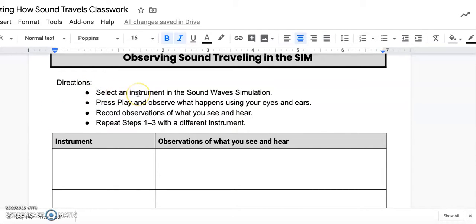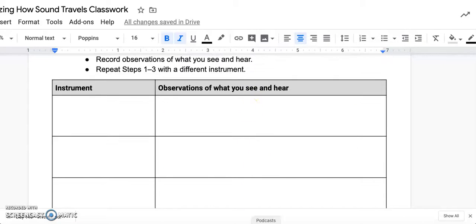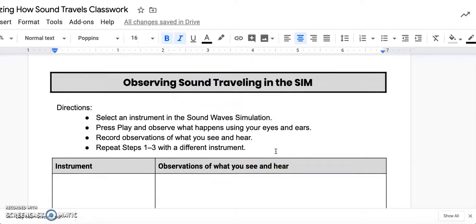So you're going to select the instrument in the sound wave simulation. You'll then press play and observe what happens using your eyes and ears. And you're going to record the observations of what you see and hear in this box, in this column. So in this column, you'll type in your instruments. In this column, you're going to type in your observations.